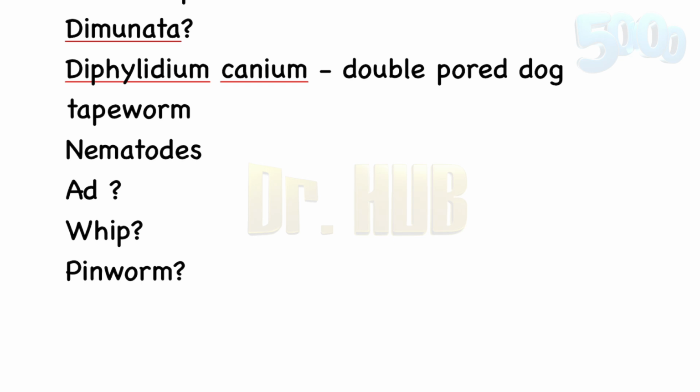Next is Dracunculus medinensis, the guinea worm. So Dracunculus medinensis is the guinea worm.